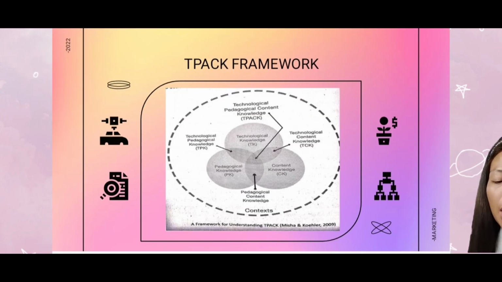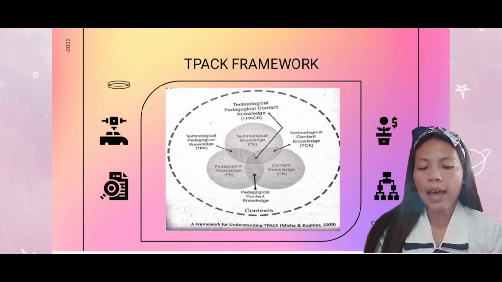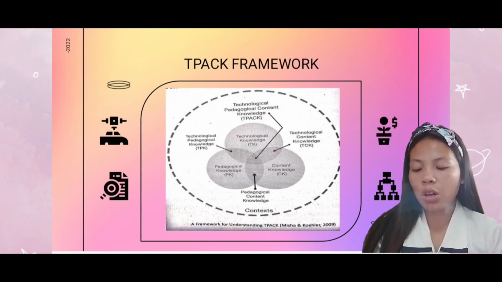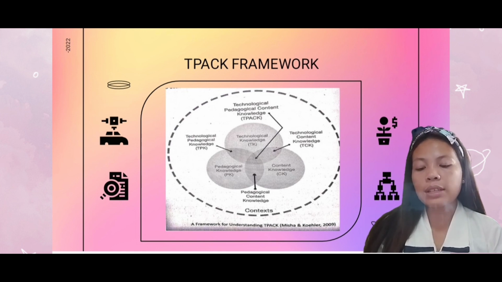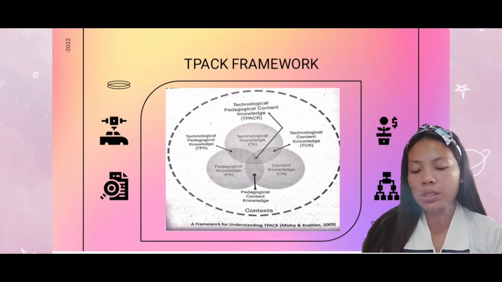Next slide. The intersection of these knowledge components, as shown on your screen, produces an emergent component, technological pedagogical content knowledge, also known as TPACK. Simply stated, this means the effective teaching of the subject with the use of technology. Teachers with a high level of TPACK know how and when technology can be used to assist instruction and when technology should not be used because it impedes learning.